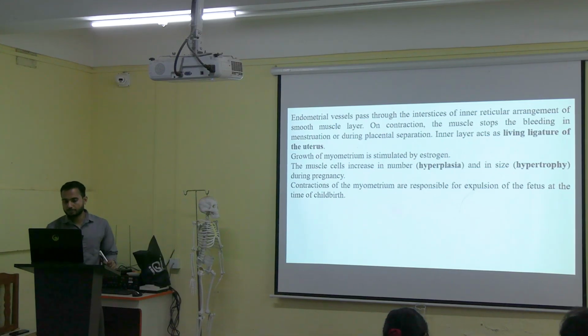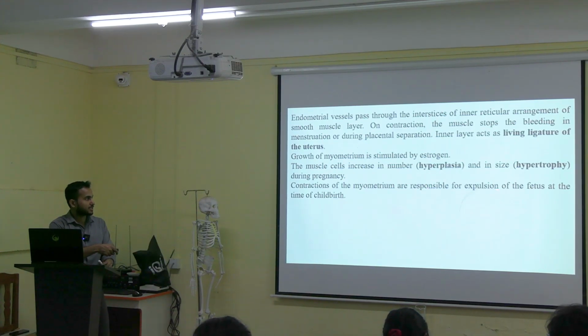Next, during pregnancy, there are some changes taking place in the uterus. What are those changes? The muscle cells will increase in number, that is called hyperplasia. Along with that, the size also increases, that is called hypertrophy. Hyperplasia and hypertrophy both take place in the muscle layer of the uterus during pregnancy. Now why is it important? Because contraction of the myometrium is responsible for expulsion of the fetus during parturition. That's why it is important.